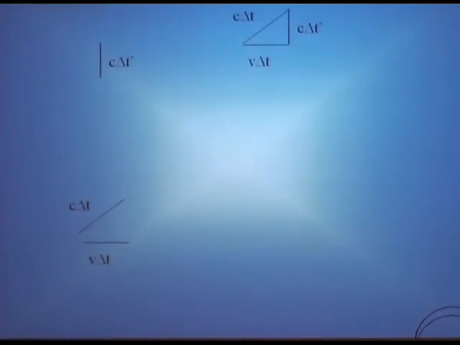Okay? And notice that I can connect them into a right-angle triangle and go back to my good friend Pythagoras. All right? And connect these three quantities with Pythagoras' theorem. C delta t squared, the hypotenuse, equals v delta t squared plus c delta t prime squared. And that will give me the connection between delta t prime and delta t.